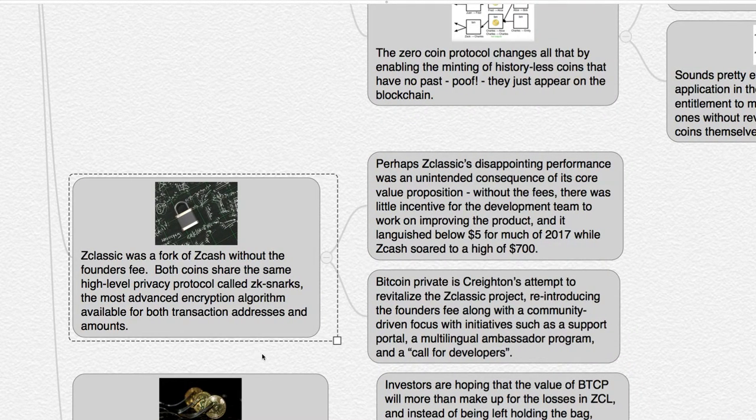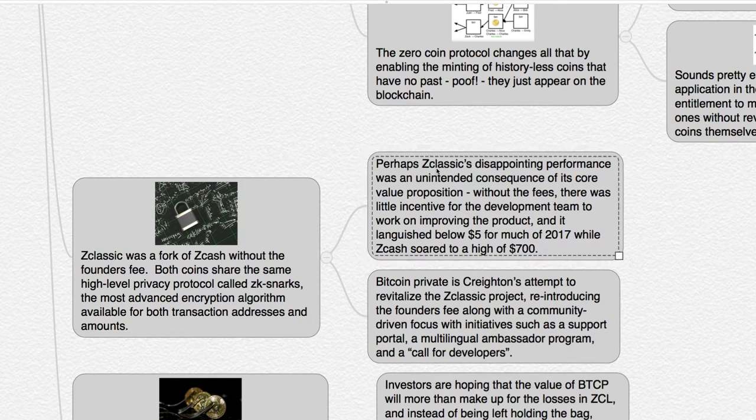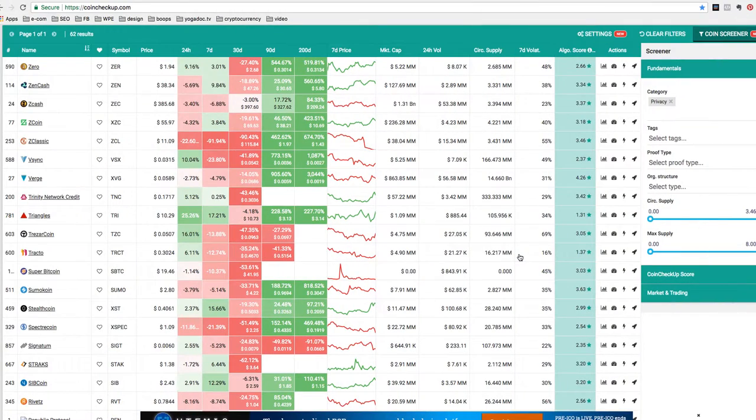Zclassic was a fork of Zcash, and they eliminated the founder's fee. Both coins have the same privacy protocol, and perhaps Zclassic's disappointing performance was an unintended consequence of its core value proposition. Without the fees, there was little incentive for the team to work on improving it, and it languished below $5 for much of 2017, while Zcash soared to a high of $700.